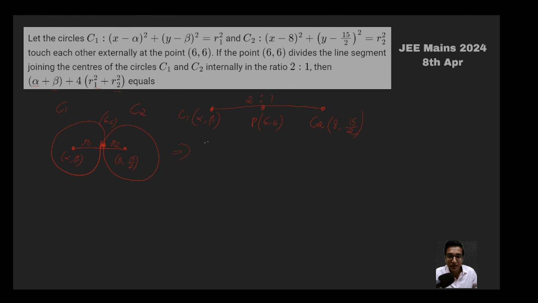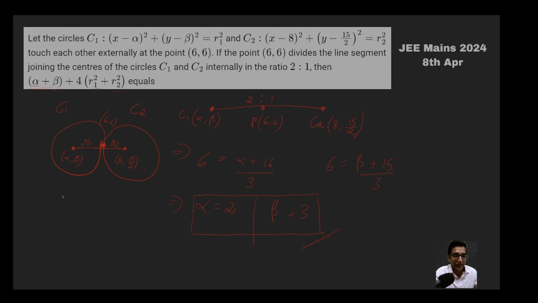So let us use our section formula. What do we get? 6 would be equal to (alpha plus 16) upon 3, and 6 would be equal to (beta plus 2 times 15 by 2) upon 3. We get 15 by 3. So from here what do we get our alpha to be? 6 times 3 is 18, 18 minus 16, alpha becomes 2 and beta becomes 3. So we've gotten our alpha and beta. So first part of the question is done, where we've gotten our alpha and beta.